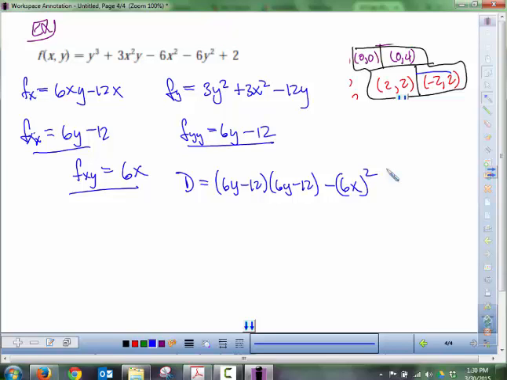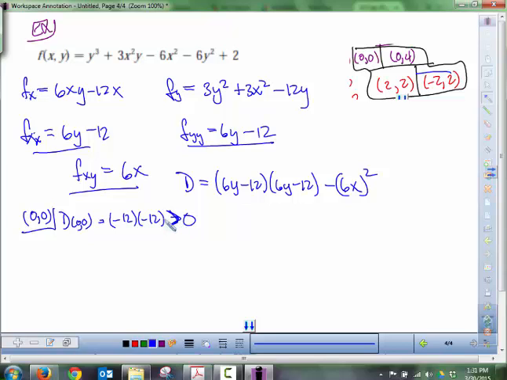All right, well, we got 4 points to do. So let's run through them. 0, 0. So D of 0, 0 equals negative 12 times negative 12, minus 0, so positive 144. Let's just say it's positive.